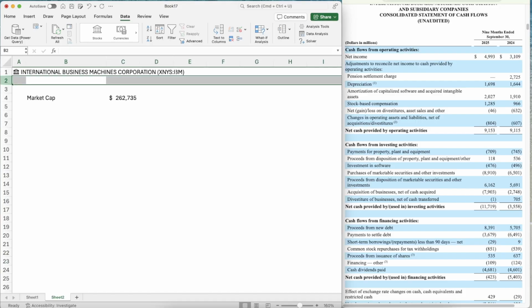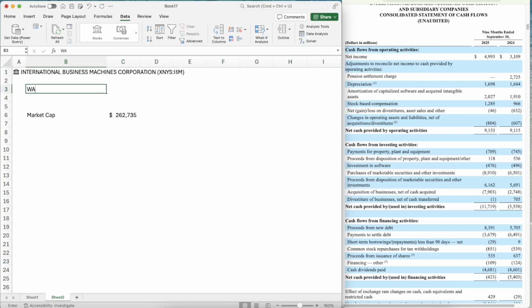Now, okay. The WACC, so the weighted average cost of capital, equals your percentage of equity multiplied by your cost of equity plus your percentage of debt multiplied by your cost of debt multiplied by 1 minus your tax rate. So there are some of these components that we can calculate quite quickly. Others, like the cost of equity, we need to go into a bit more depth. So market cap first. That's easy.